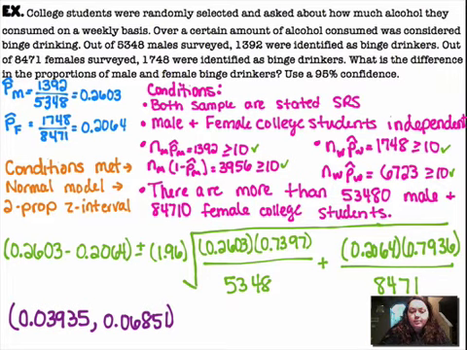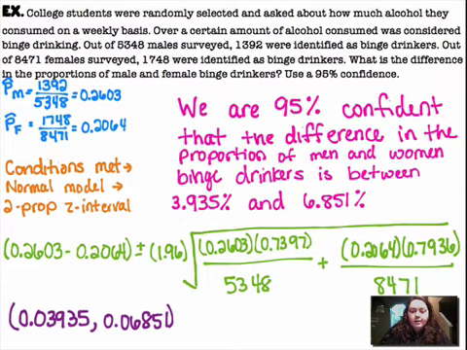All right, so I'm going to erase some of this so I can write my conclusion. My conclusion is we are 95% confident that the difference in the proportion of men and women binge drinkers is between 3.935% and 6.851%.